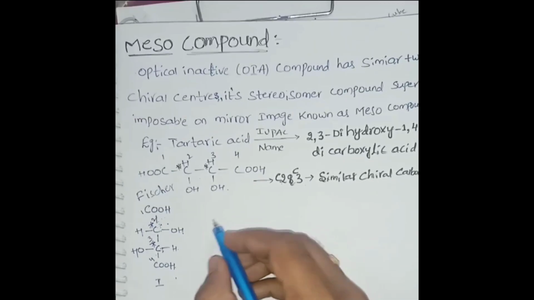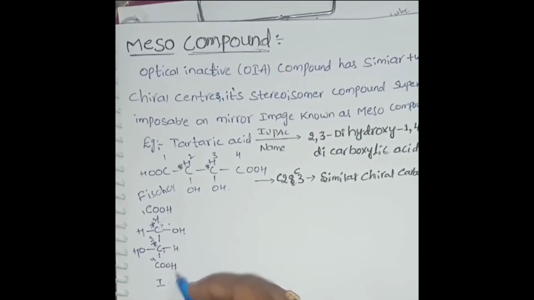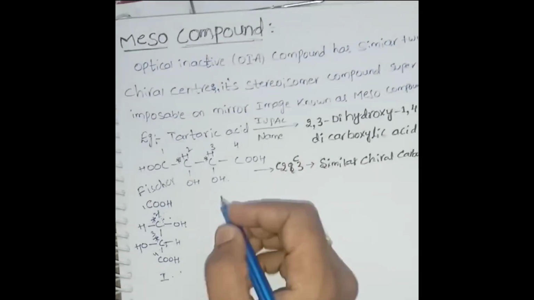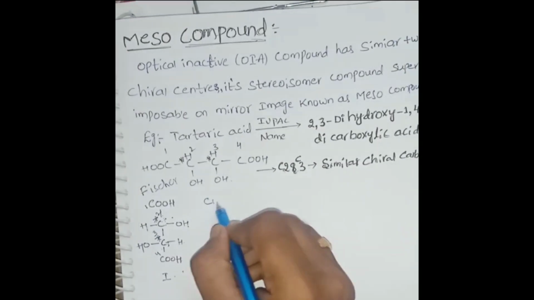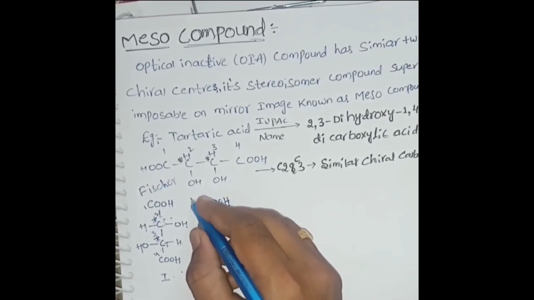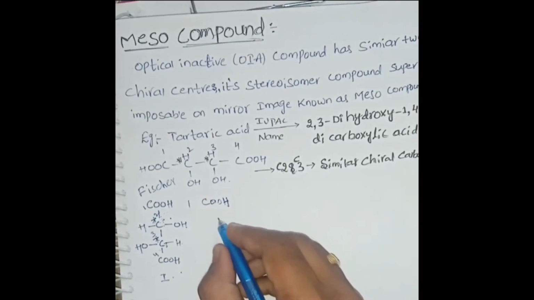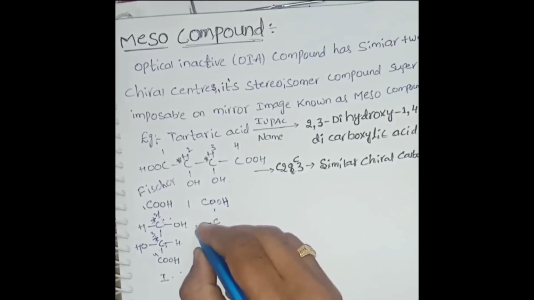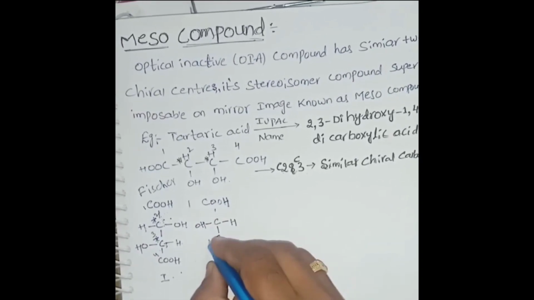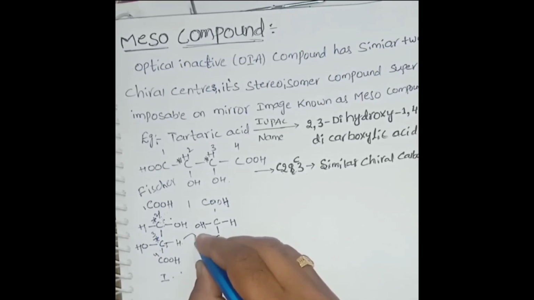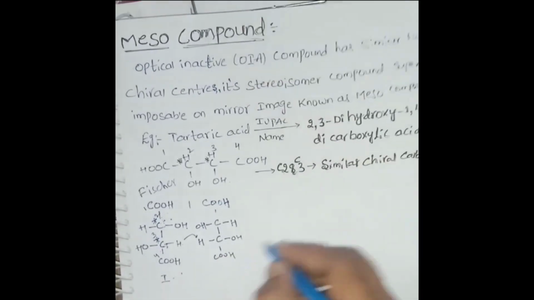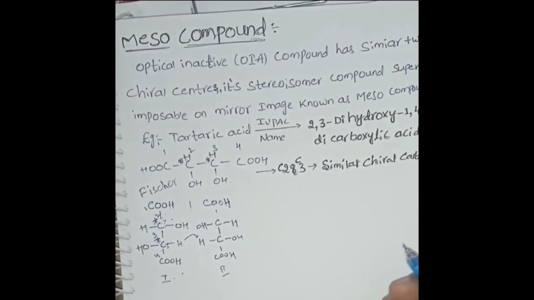So we discuss this first structure of the tartaric acid. I form the mirror image for this compound. When I place a mirror in front, at the second carbon the hydroxyl group comes closer to the mirror and hydrogen goes far. Next, at the third carbon hydrogen comes closer, and the hydroxyl group is far from the mirror, along with the carboxylic acid. So this is the second form of tartaric acid.